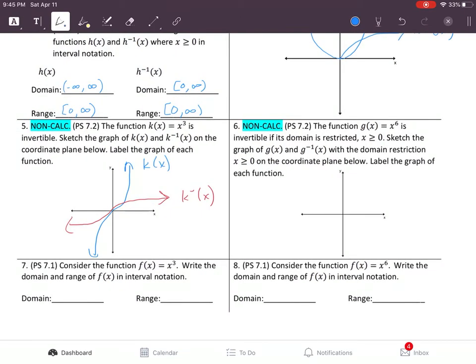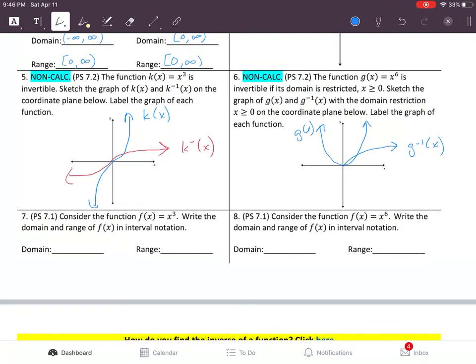All right. For the next one, here's our function, g of x equals x to the sixth. Now we're restricting the domain to make it invertible. So here is the inverse of g. That's what it'll look like.